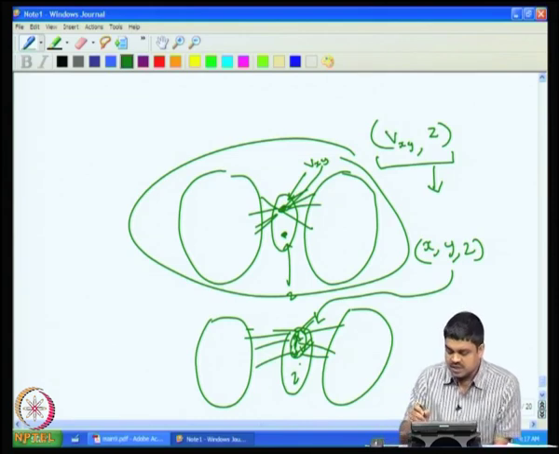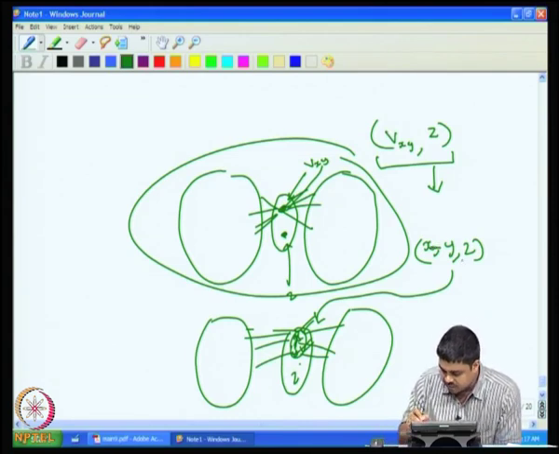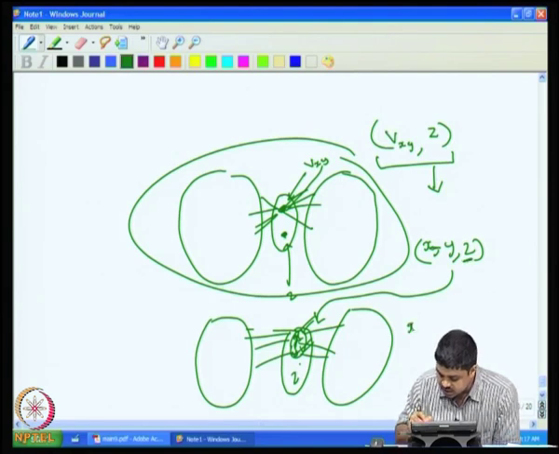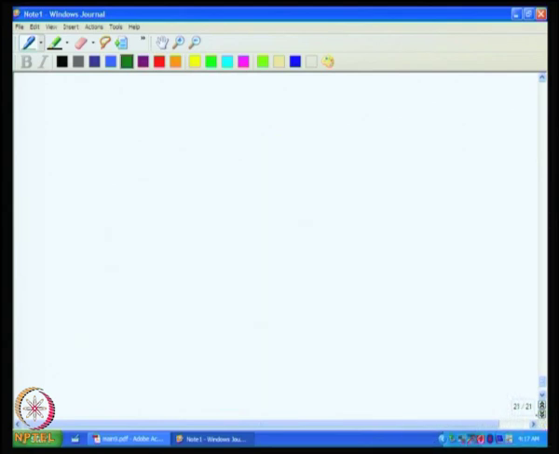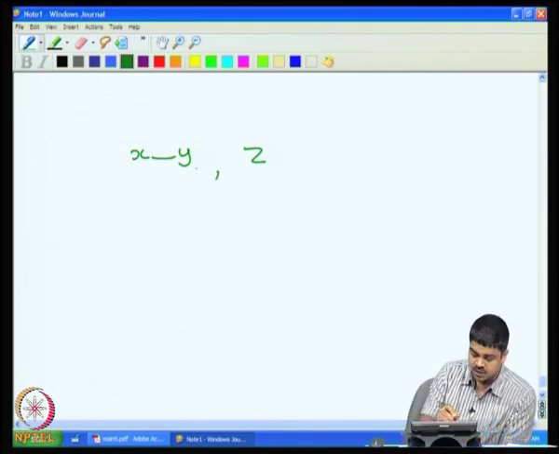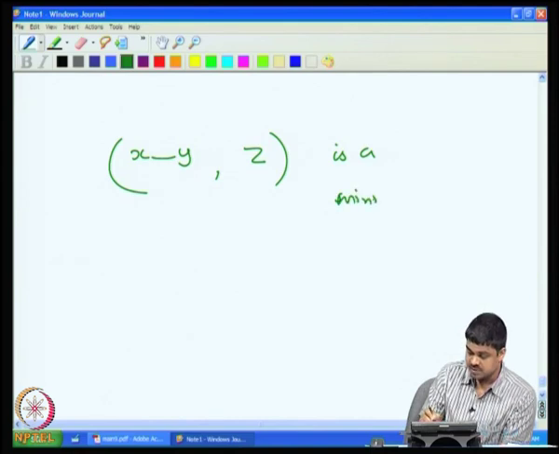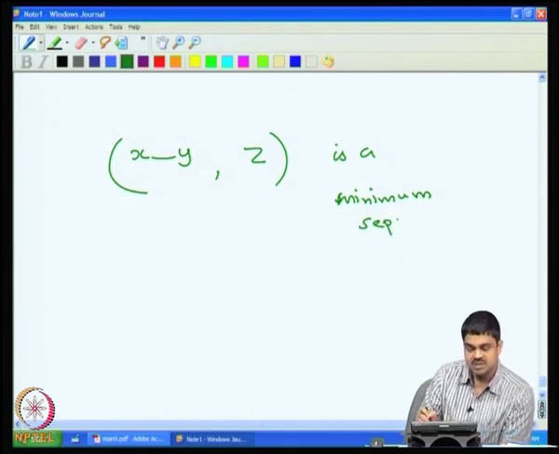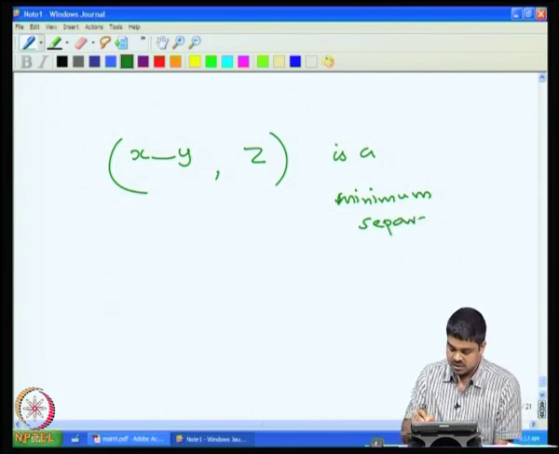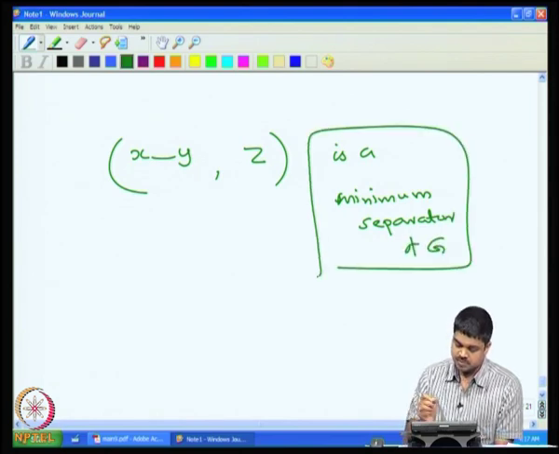Now, I will say that given any edge xy, I have one set such that x, y, z is a separator of the graph. So give me an edge xy, then I can find a set for it such that these 3 together form a minimum separator, not just a separator. Why? Because it is a 3-connected graph, so this is a minimum vertex cut, a minimum separator of G.